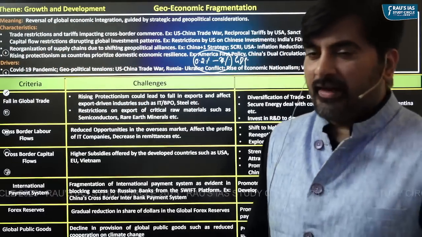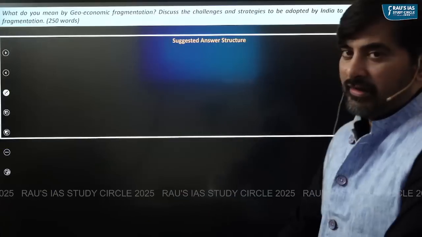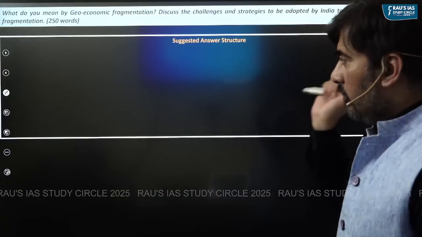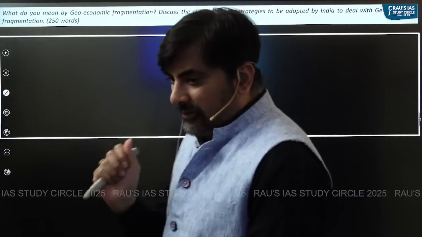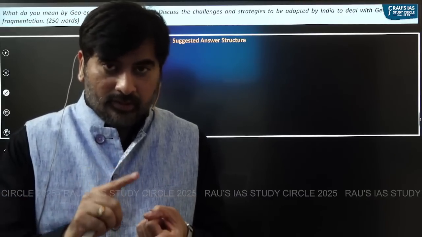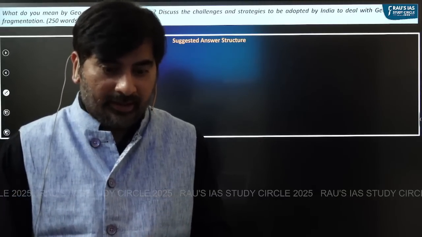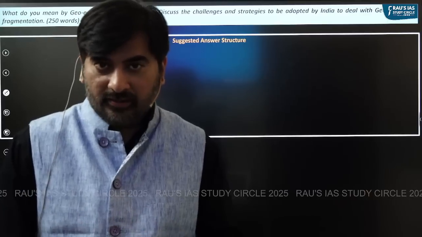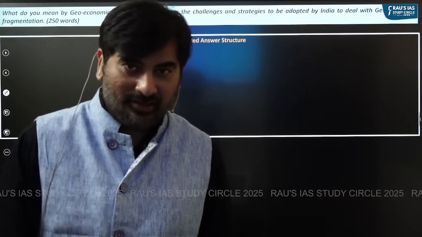Now let's understand the approach to answer writing. Look at this question. This question has basically three parts. First part, the meaning of geo-economic fragmentation. Second part, challenges. Third part is strategies.